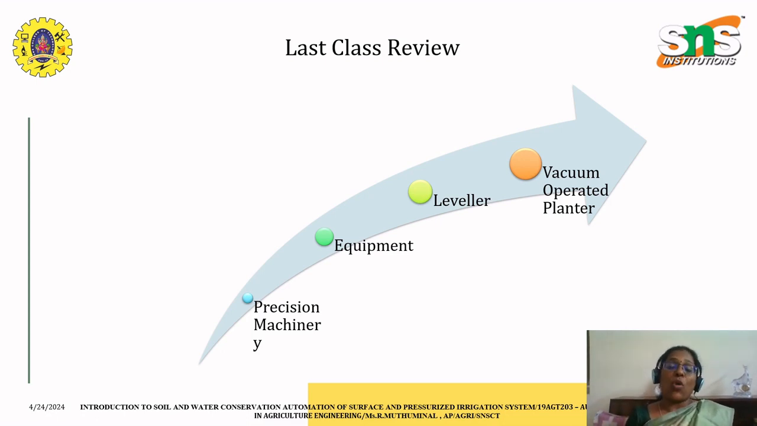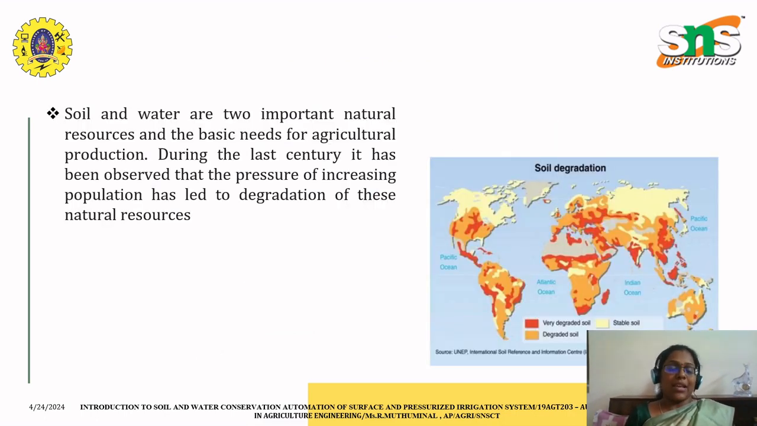This is how we have to automate a machine. That is why I picked the vacuum operated planter as an example. Today we'll go to the next conservation techniques, that is, soil and water resources. So why do we need to conserve these kinds of resources? That is what we have to know.